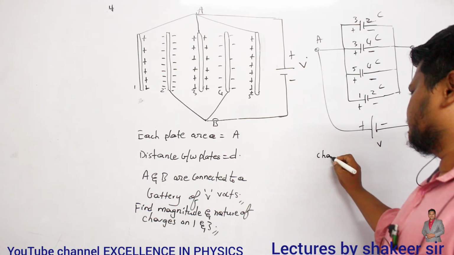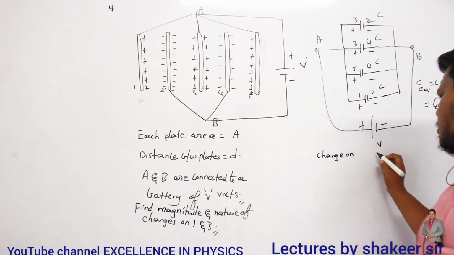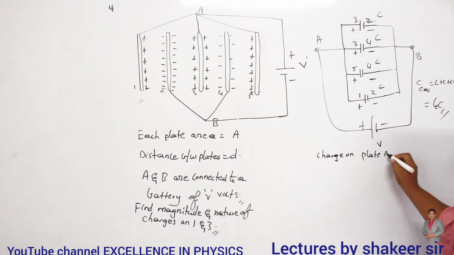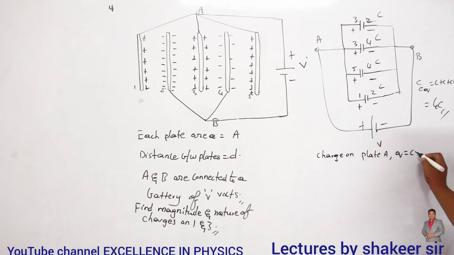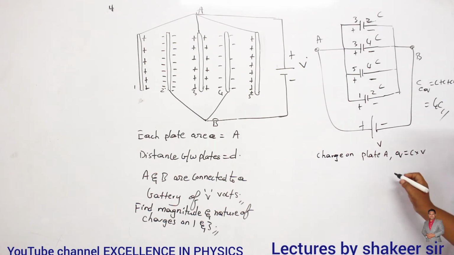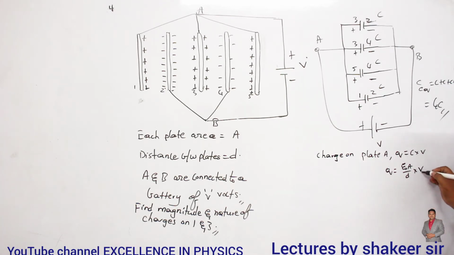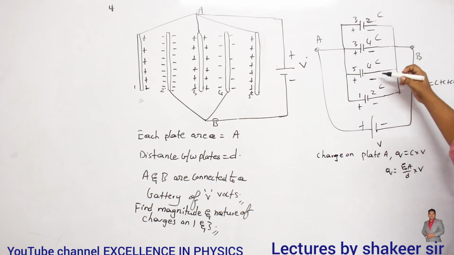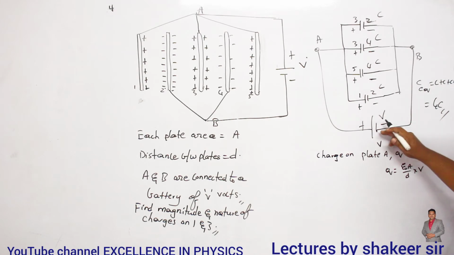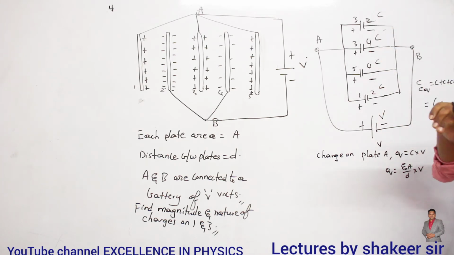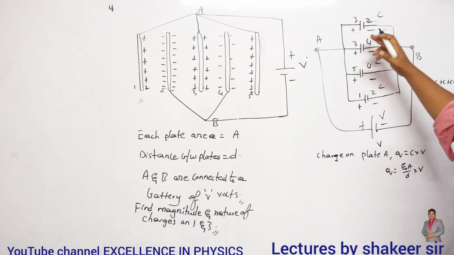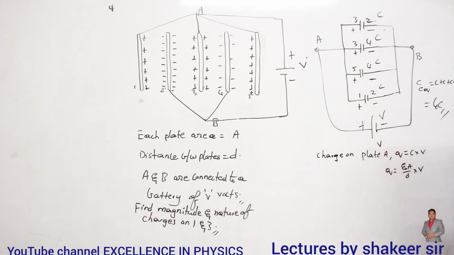So charge on plate 1. Charge on plate 1 is how much? Q is equal to C into V. So Q is equal to C value, how can I calculate? Epsilon naught A divided by d multiplied by V. Okay? So why are we writing V here? Because all the capacitors are connected in parallel connection, no? If components are connected in parallel connection, the same potential difference will be present throughout the components. So through the first capacitor, second one, third one, fourth one, through every capacitor, the potential difference will be V only.